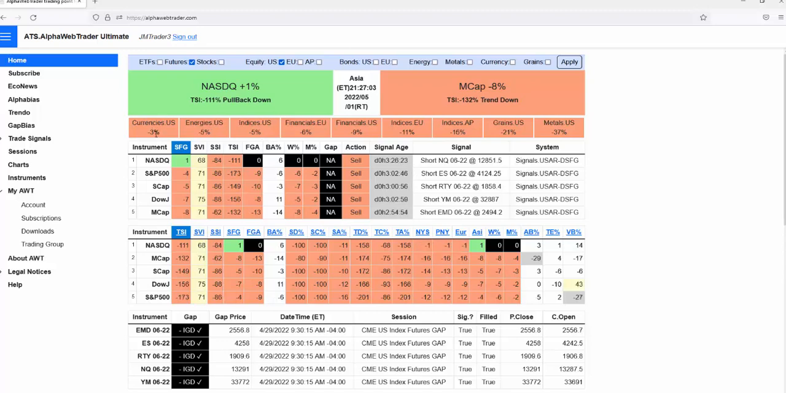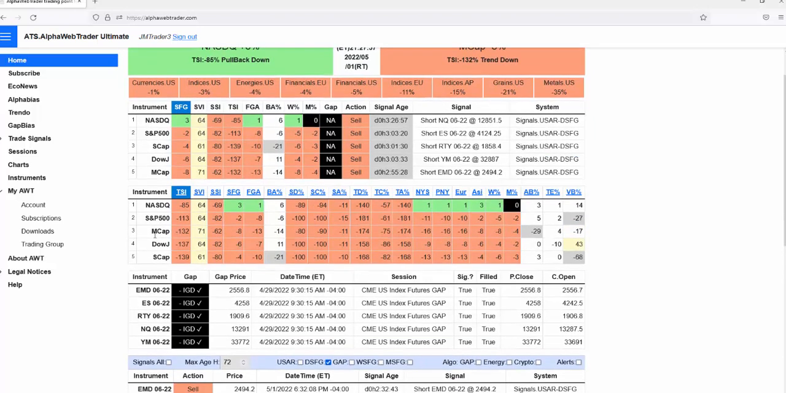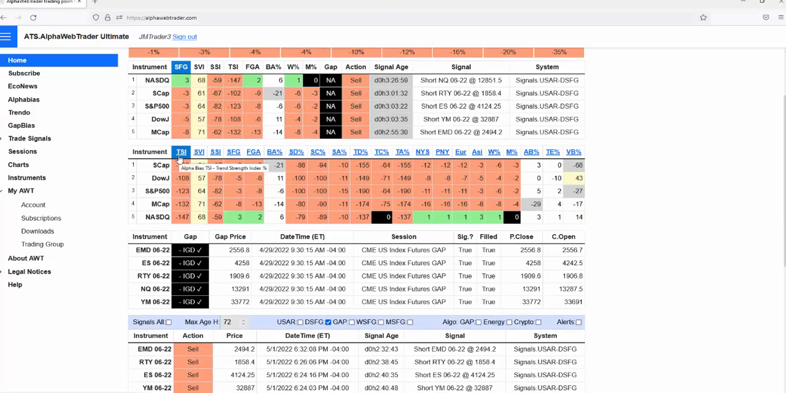Our US currencies are down, energies, our indices down, financials in the EU, financials in the US, Europe indices, Asia Pacific indices are down, grains, metals, everything is down across the board here Sunday evening as the market reopened. So it gives you a snapshot, but usually there'll be some in green here indicating some of the markets that are actually doing well, and which is weak. The middle section here is your alpha bias.